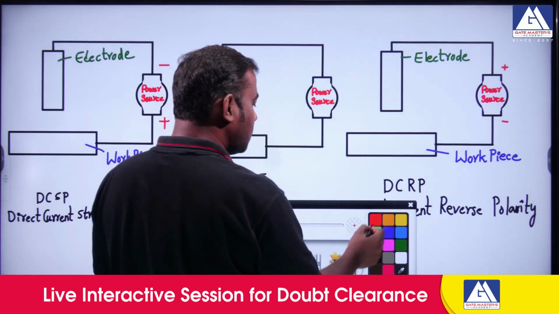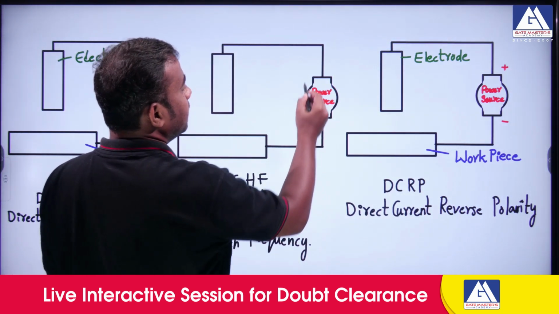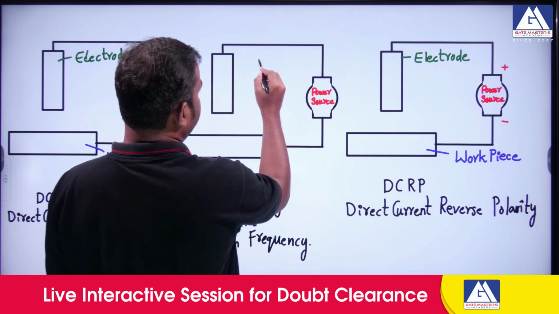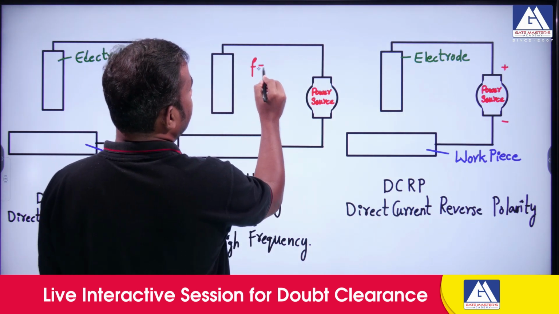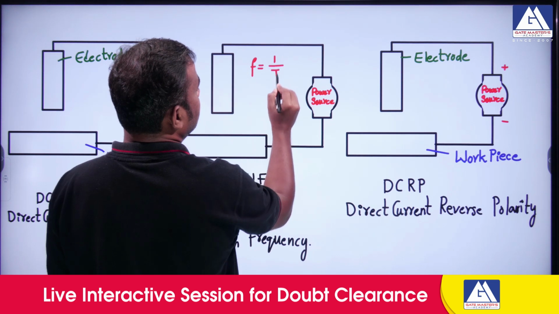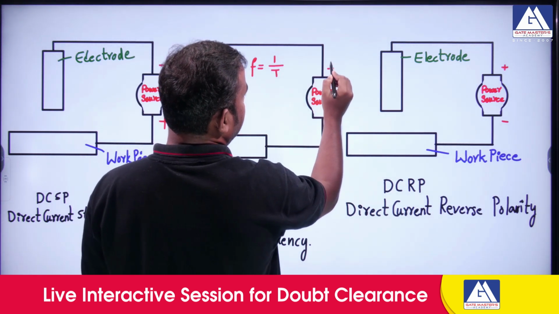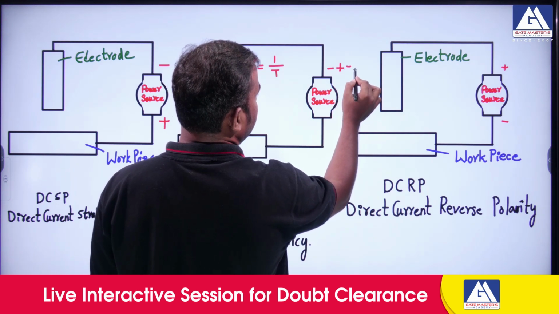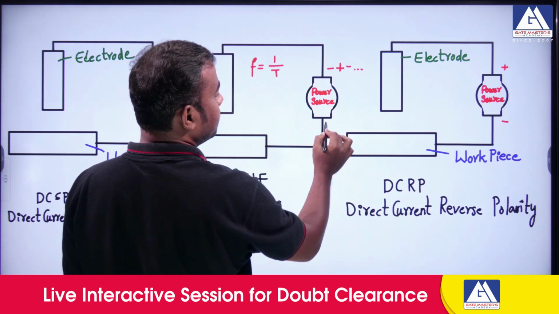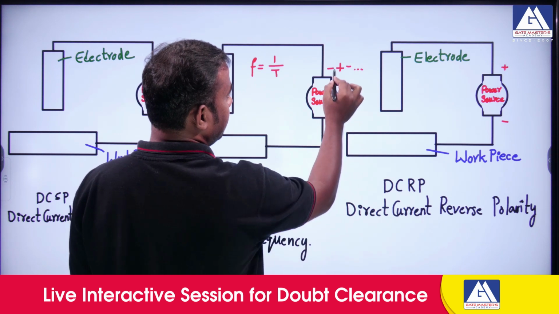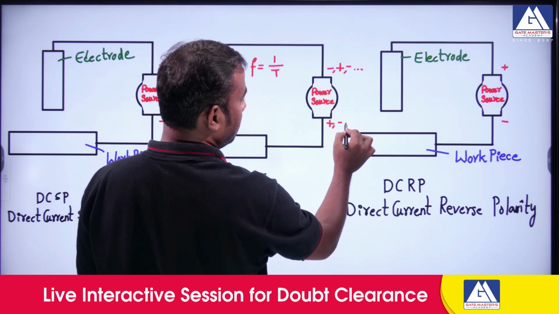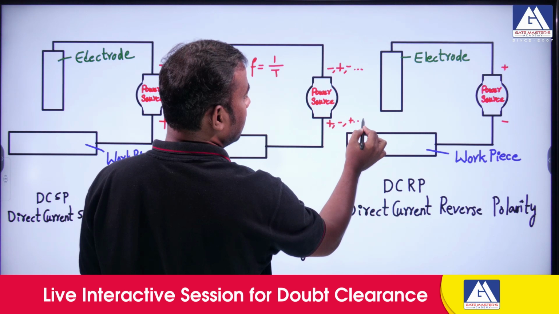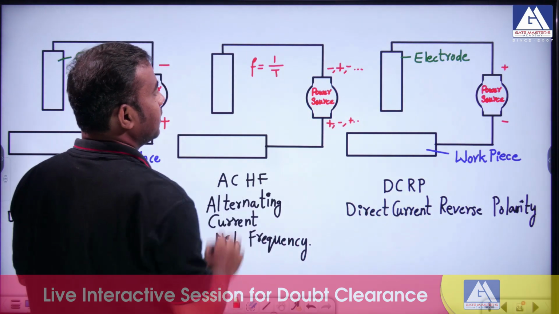What happens in alternating current high frequency is that the frequency is based upon the inverse of time. For every second, first it will be positive, then negative, then positive, and so on. When one terminal is negative, the other is positive, then it flips, and continuously it will be like this.